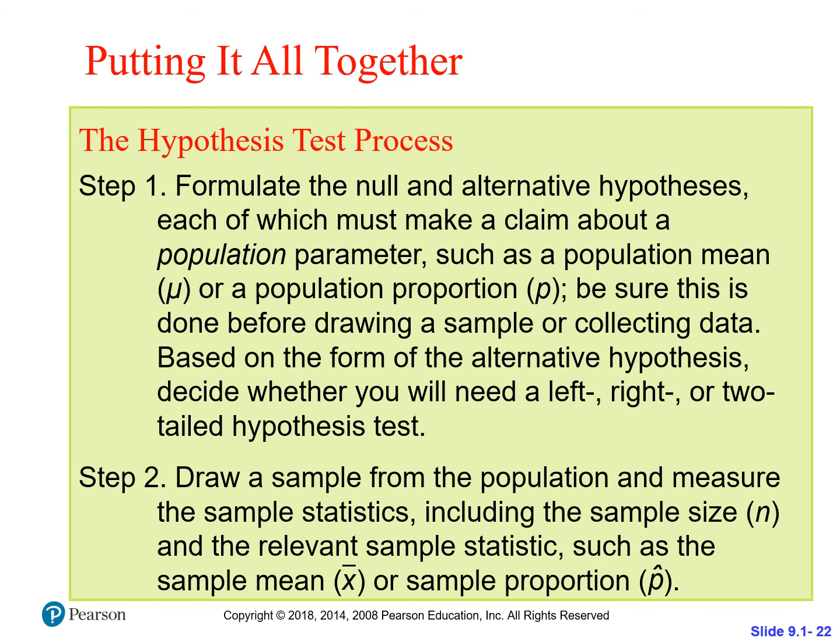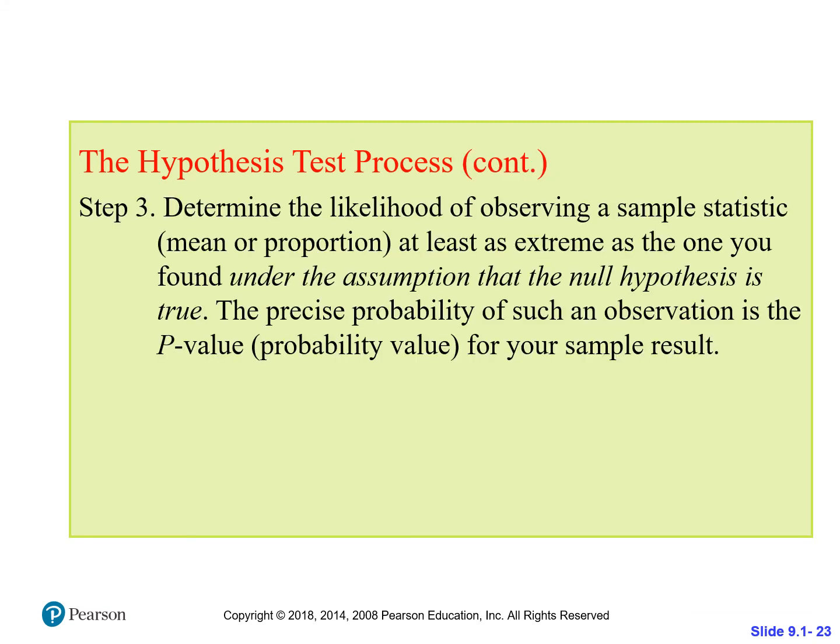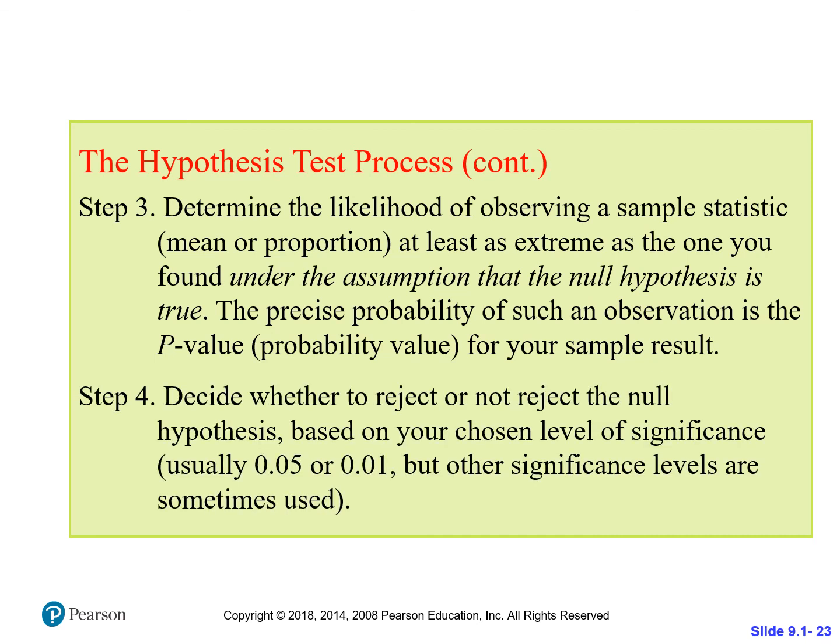draw a sample from the population and measure the sample statistics, including the sample size and the relevant sample statistic, such as the sample mean or sample proportion. Determine the likelihood of observing a sample statistic at least as extreme as the one you found under the assumption that the null hypothesis is true. That's always our starting assumption, that the null hypothesis is true, and then we try to reject it. The precise probability of the observation is your P-value, and then you decide whether or not to reject the null hypothesis based on your chosen level of significance.